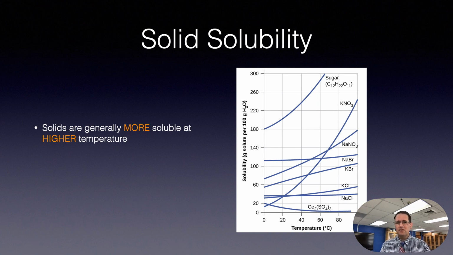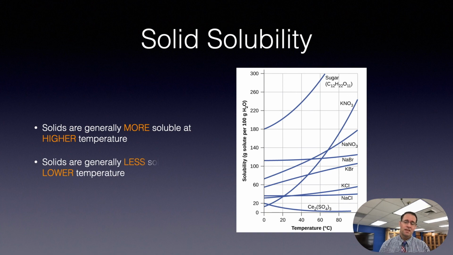Potassium nitrate, you can see how it curves up. Look at sodium bromide or sodium chloride. The curves are pretty flat, but they slowly increase going up to the right. Yes, there are some exceptions. This cerium-3 sulfate, I believe it is, is definitely decreasing, but most solids are generally more soluble at higher temperature. And the converse of this is true as well. Solids are generally less soluble at lower temperature.